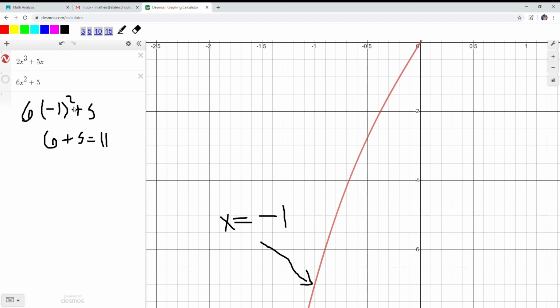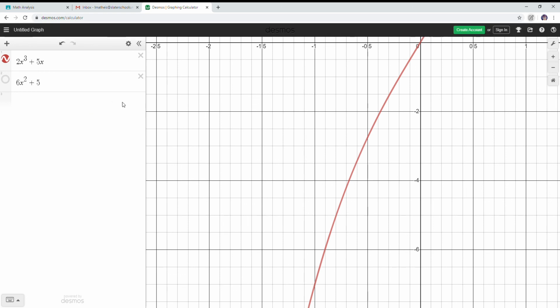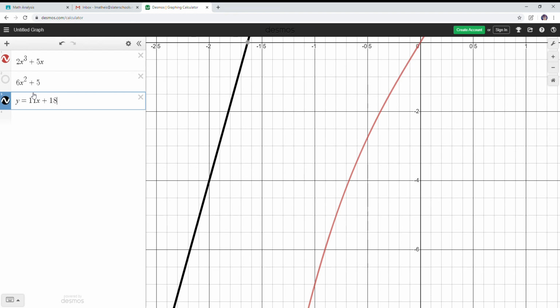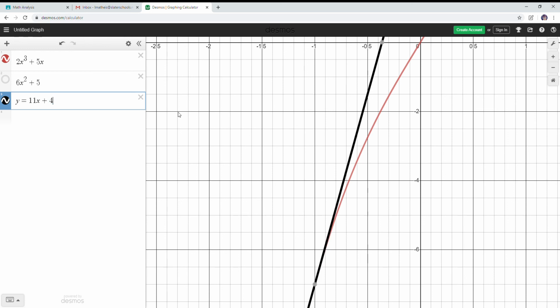So if we plug in 11 for the slope at the point negative 1, again, I already did a few extra calculations that we're going to get into later. We have y equals 11x plus 18. And that is not at all what I thought it was going to be. That is because that should be 4. Sorry, I did a calculation wrong that luckily I was able to figure out really quickly.